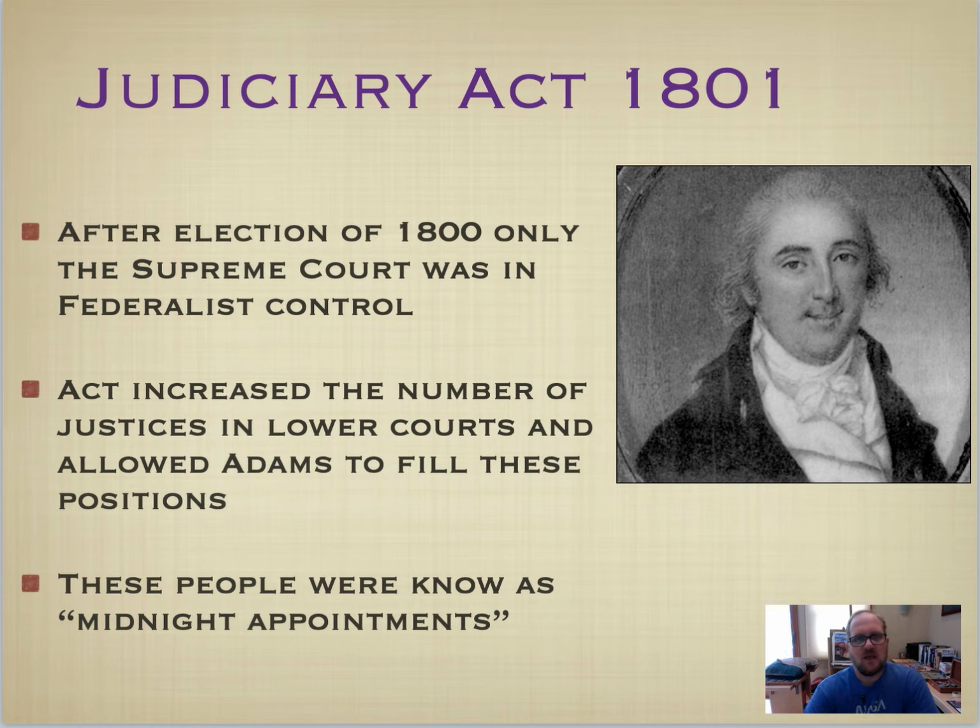And the last little bit, the Judiciary Act of 1801. After the election of 1800, the Supreme Court was going to be the only federal organization led by Federalists. So to solidify that, the Congress, before they were ousted out of office in March, passed the Judiciary Act of 1801, which will increase the number of federal judges in both the lower courts and Supreme Court to allow Adams to fill more positions within these lower courts prior to his leaving office and Jefferson's inauguration.